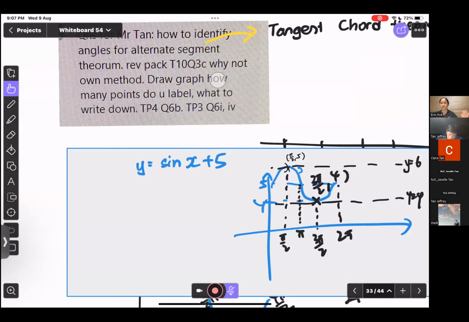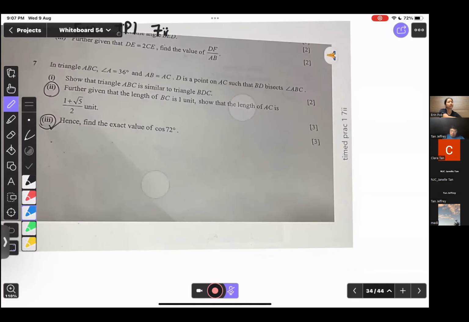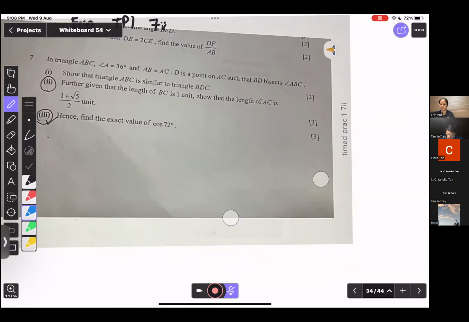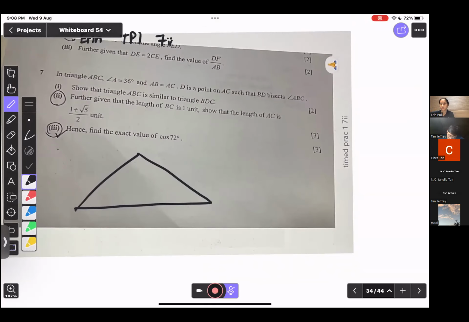I owe you time break 3, question 6, and time break 4. These two. Okay, this one, part 2. Erin, back to you. This is time break 1, question 7. You have angle A, which is 36 degrees. You have AB equals to AC.